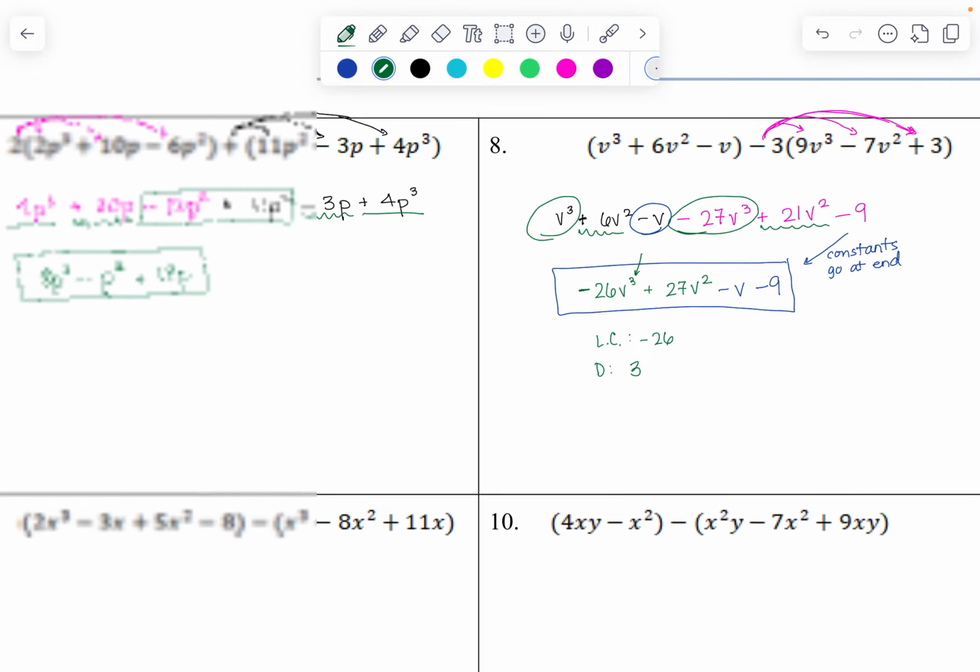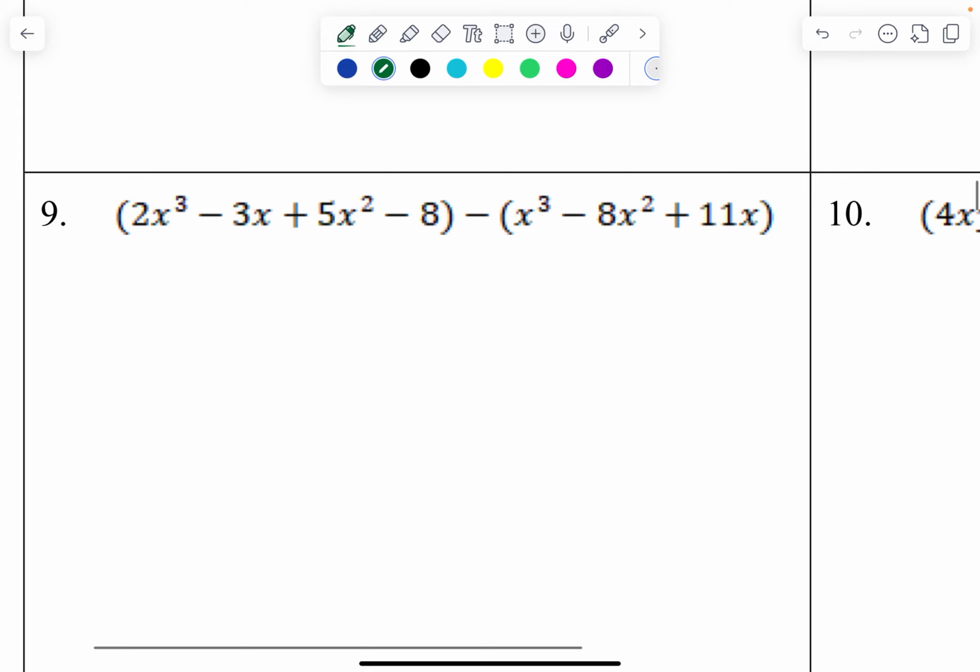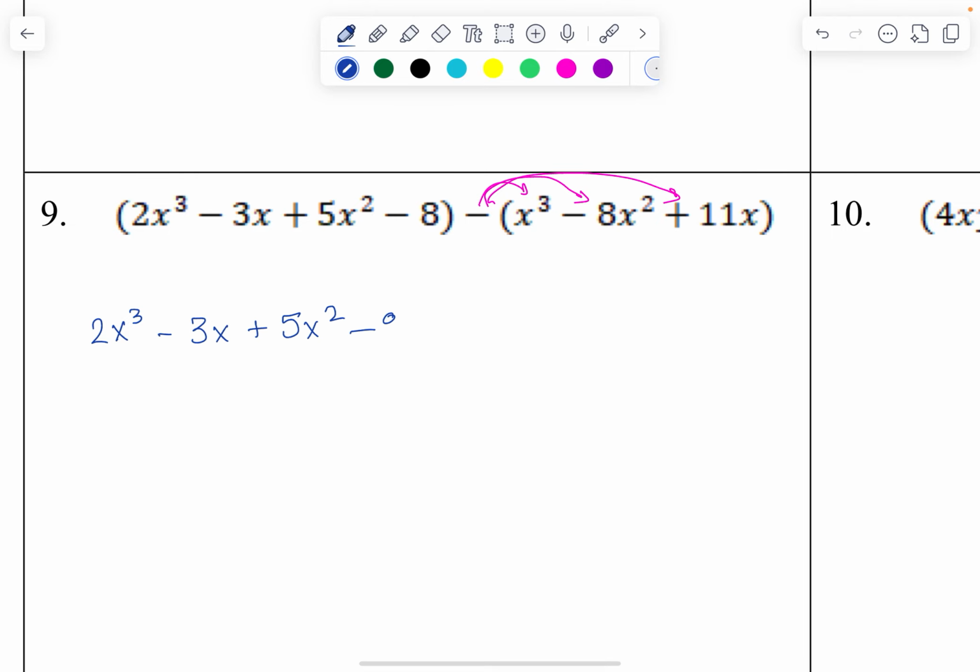All right, moving on to number 9. Again, we have this negative sign. Don't forget to distribute it. So here we go. Bring down your first expression. With the distribution, you have a minus x cubed plus 8x squared minus 11x. Now go back and combine like terms.